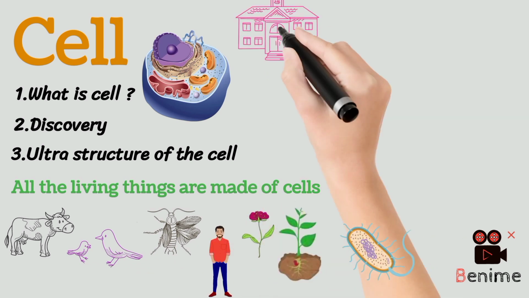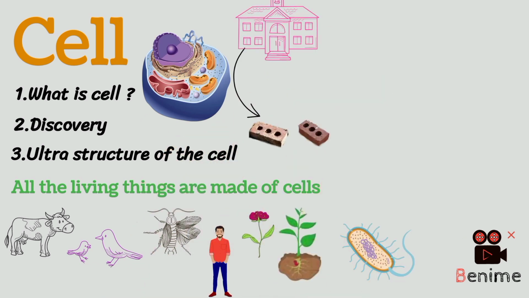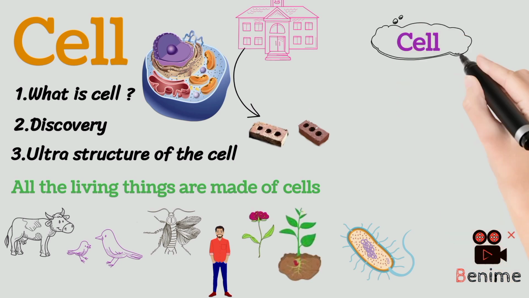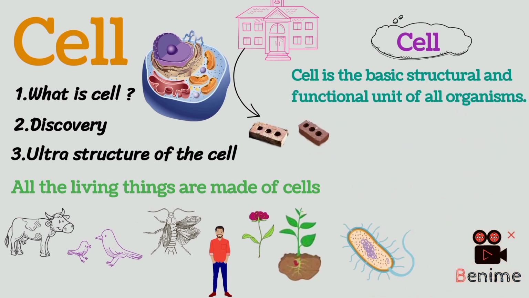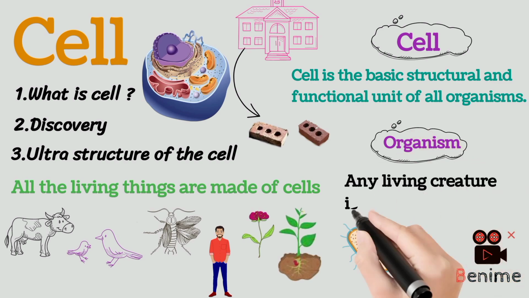Just as a building is made of bricks, similarly all living creatures, whether they are animals, plants, bacteria, fungi and protozoans, are all composed of cells. So, we can define a cell as the basic structural and functional unit of all organisms or life. Organism: any living thing is called an organism.